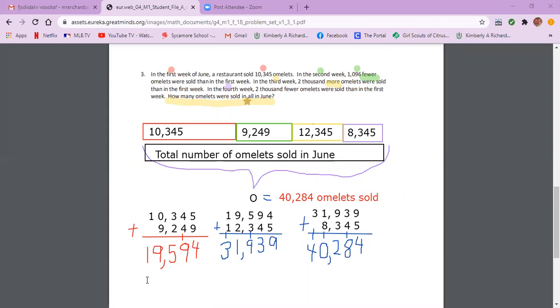So very simply, I'm just going to go down here and say the restaurant sold 40,284 omelets in the month of June. Because it just said we had to tell the answer in a statement. So that's it. That is number 3 on page 130.